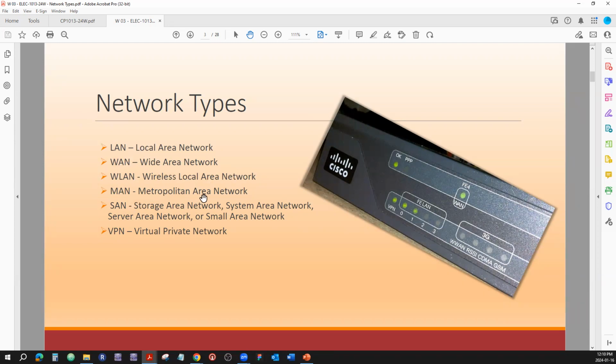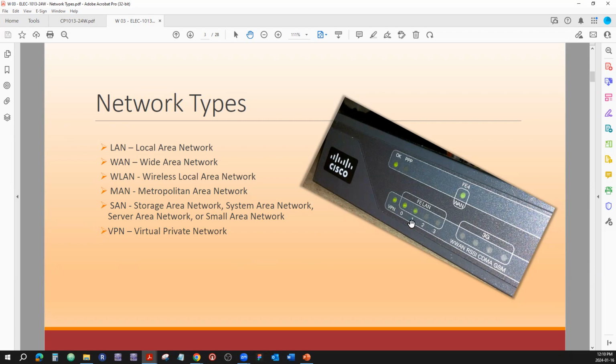MAN for metropolitan area network, SAN for storage, and of course we can't forget about the VPN, which is becoming more and more popular on the consumer level. It was quite popular for a number of years on the commercial level. Now it's becoming more and more widely used.